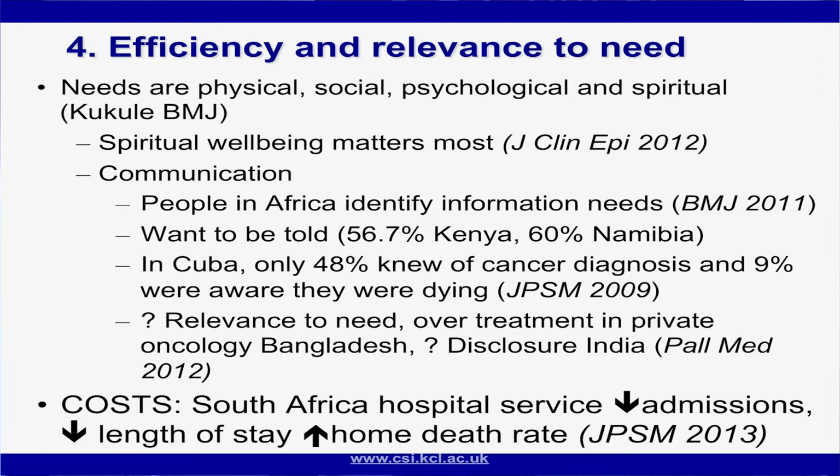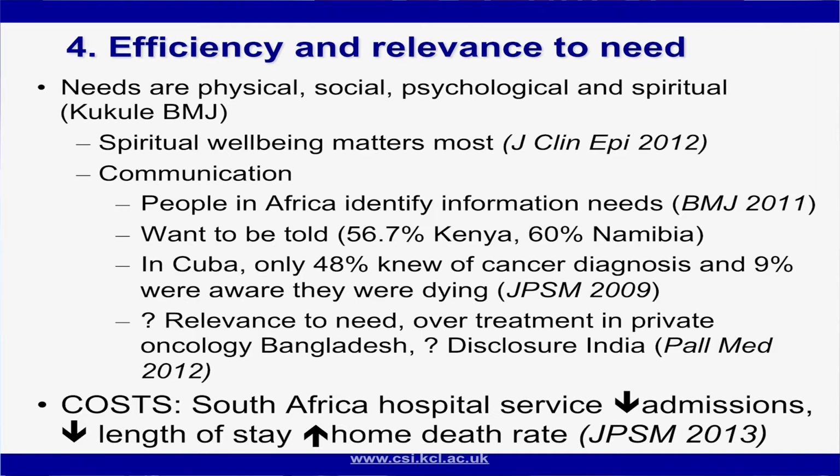And communication needs. These again aren't universals. Although people in Africa that we have interviewed identified that they want information, how that needs to be provided is quite complicated and varies culturally. We know from our street surveys that I just referenced that in Kenya just over 1/2 and in Namibia 60% of people do want to know that they have a life-limiting condition.